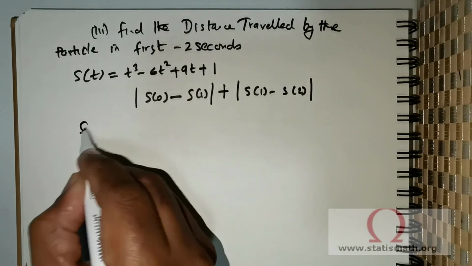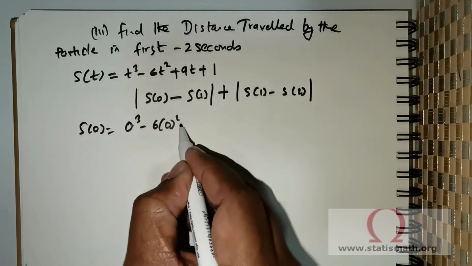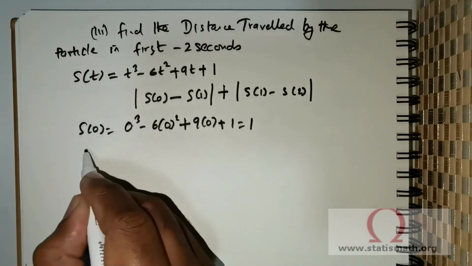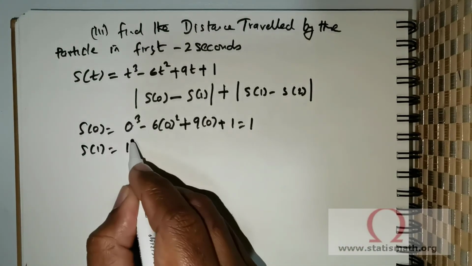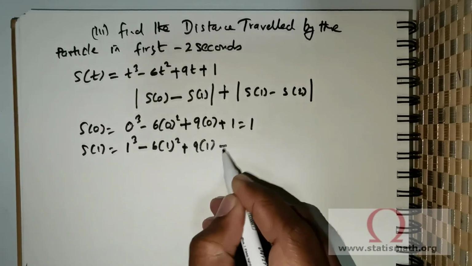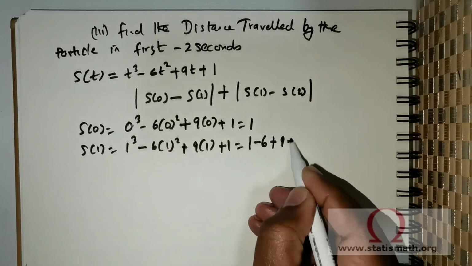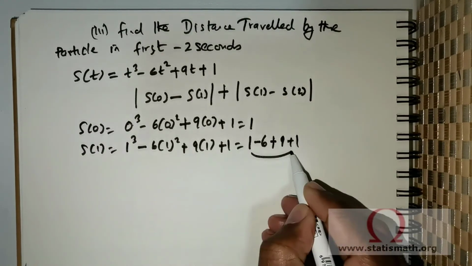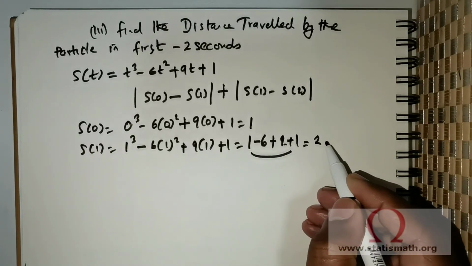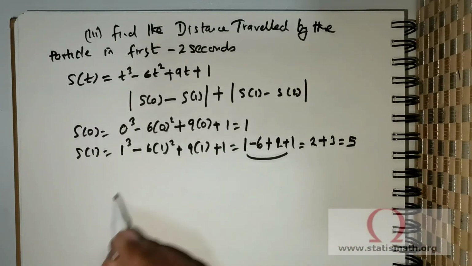First find s of 0. That's going to be 0 cubed minus 6 times 0 squared plus 9 times 0 plus 1, which would give you 1. And s of 1: substitute 1, 1 cubed minus 6 times 1 squared plus 9 times 1 plus 1. This is going to be 1 minus 6 plus 9 plus 1. Added together, negative 6 added with 9 gives positive 3, so you're going to get 5 there.